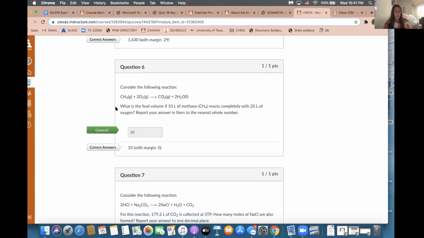So what is the final volume if... It gives you the volume already, but then this one. What is the final volume of methane with 20 liters of oxygen? I feel like this problem needs to be defined more. I think you have to find the limiting reactants, and I just don't know. How did your professor do that? I don't know. Is this the full balanced equation? Let me look this up.